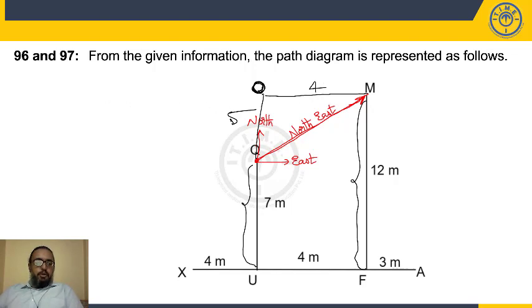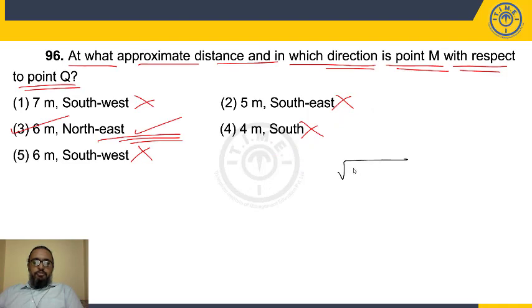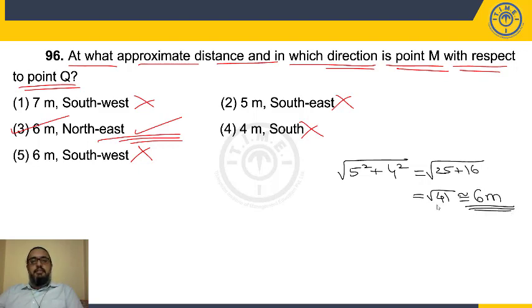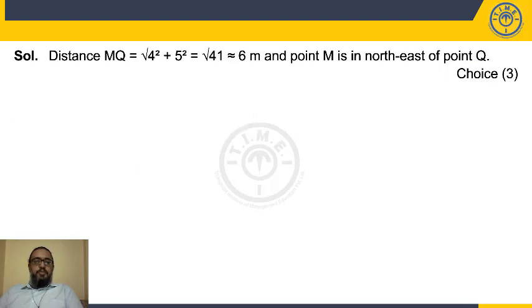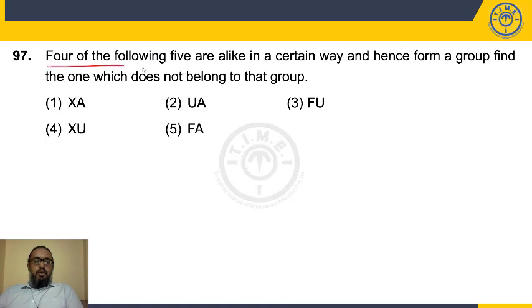Right? So now what do we do? We can take it as under root of 5 square plus 4 square. We use the Pythagoras theorem. So that is under root of 25 plus 16, which is under root 41. Now under root 41 approximately you can take 6 meters because 6 square is 36. The nearest perfect square is 36. So 6. So obviously you will get the same 6 meters. That is the answer. Choice 3. Okay. So for 96, third option. Yeah, choice 3.